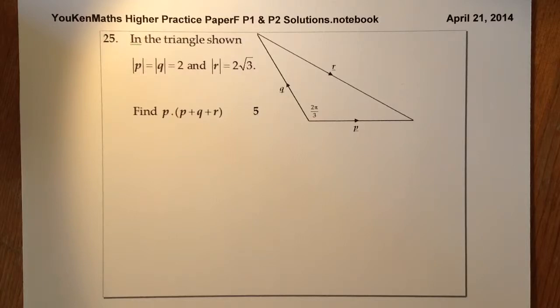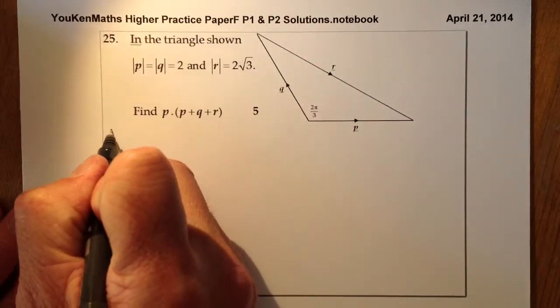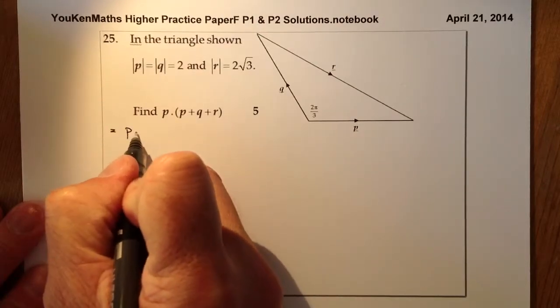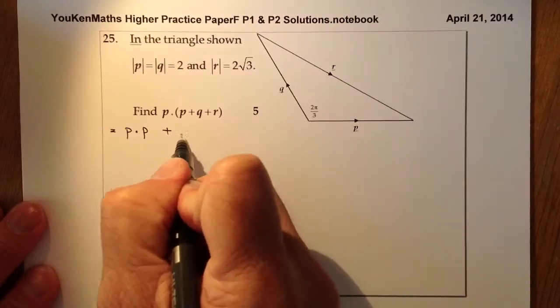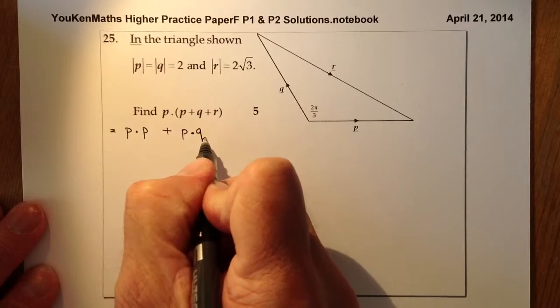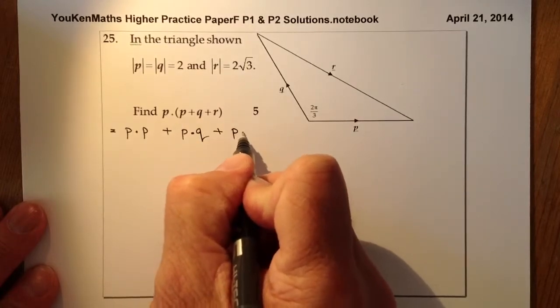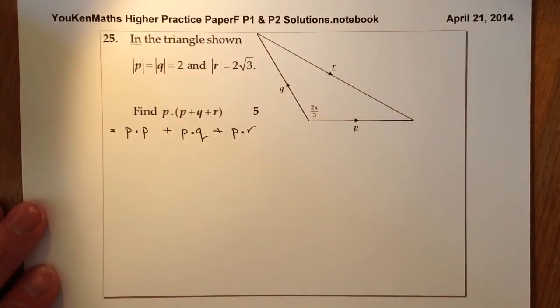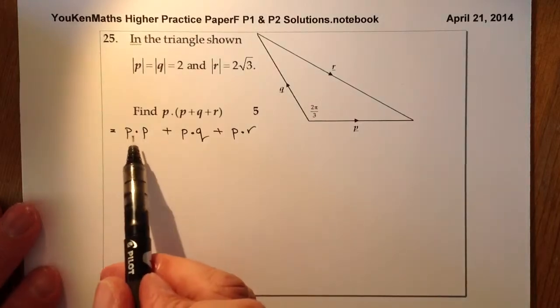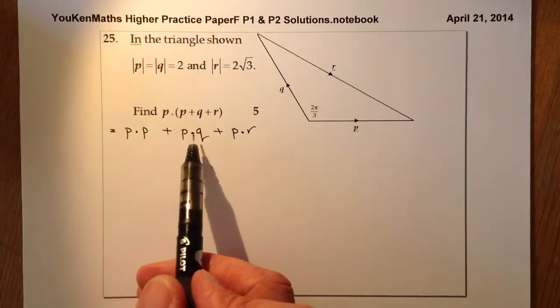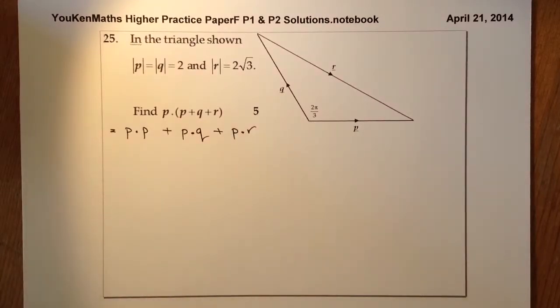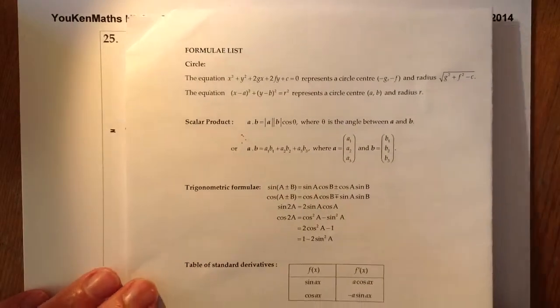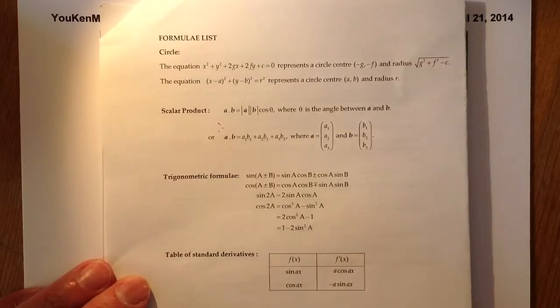Okay, first thing I'm going to do here is multiply that bracket out, okay? So what I should get here is P dot P plus P dot Q plus P dot R. So that's just that bracket multiplied out. So what I'm looking for now is the scalar product of all of these parts. And again, if I forget how to do that, I can go into the formula list.